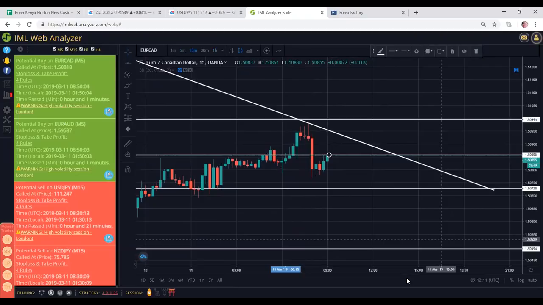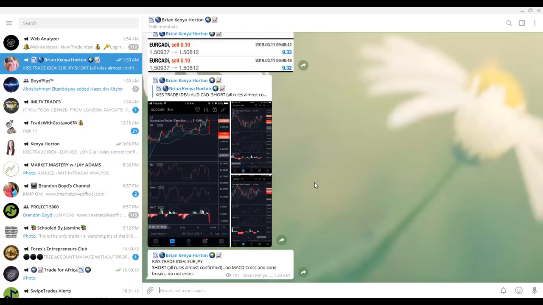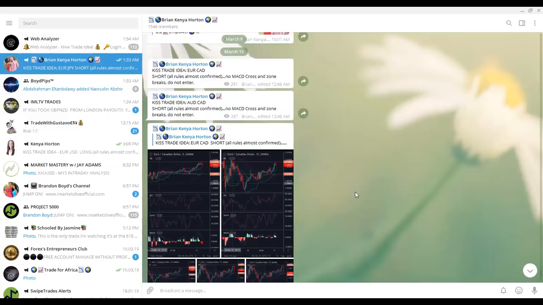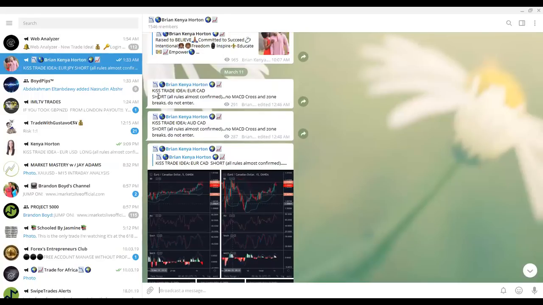But in this particular trade, I just want to show you really quickly in my Telegram. So you'll see that that's EuroCAD that I just went over with you. What I try to do is I drop trade ideas inside of my Telegram telling you exactly when the idea is forming. So here I put KiSS trade idea, EuroCAD, short. Short means sell, long means buy. So it says short, all rules almost confirmed, no MACD cross, and zone breaks do not enter.